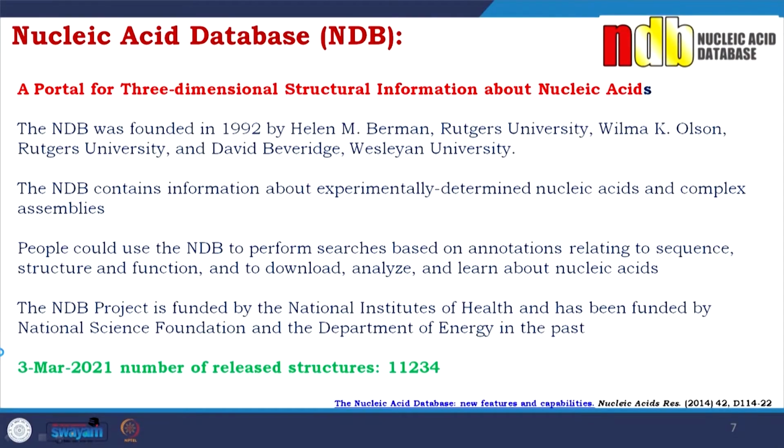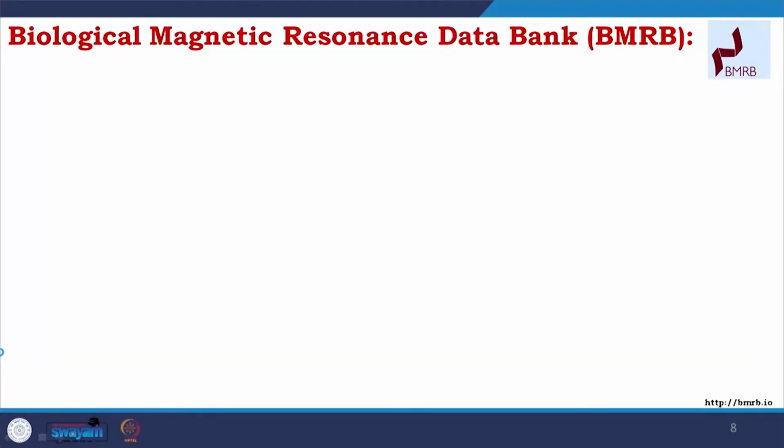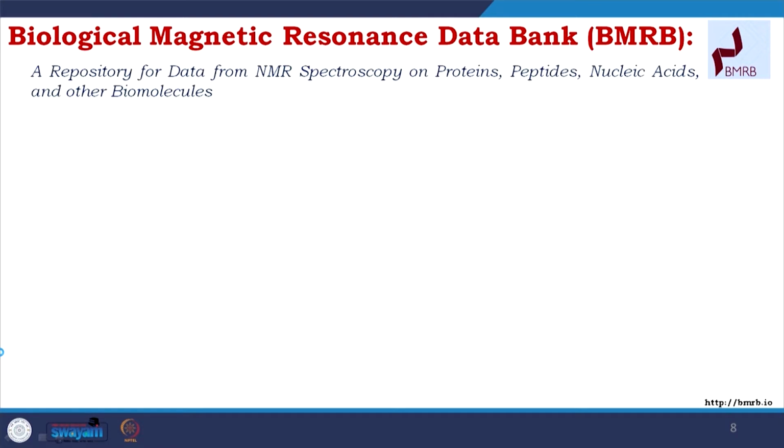So, interested people could go through and know more about the Biological Magnetic Resonance Data Bank, or BMRB, a repository for data from NMR spectroscopy on proteins, peptides, nucleic acids and other biomolecules. So, as now it is known to us, there are 3 different techniques: X-ray crystallography, NMR and cryo-EM.